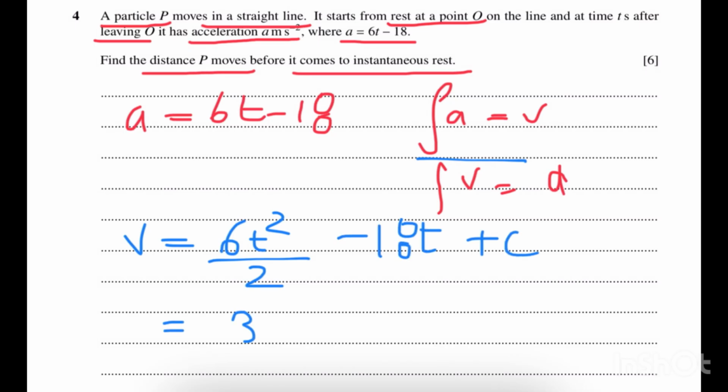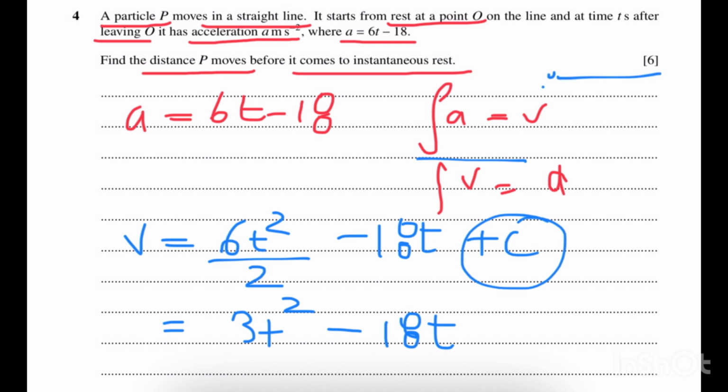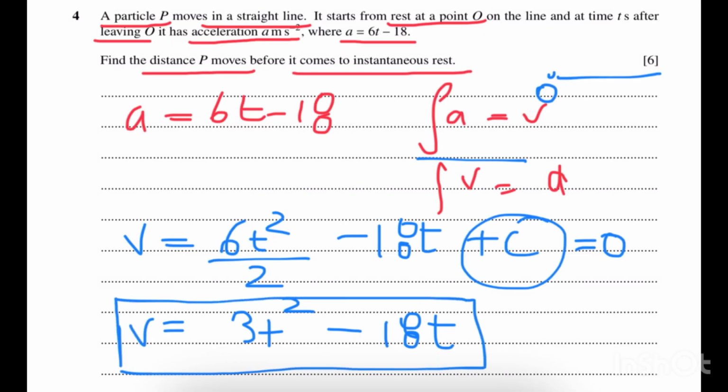So this is equal to 3t squared minus 18t, and this c will be equal to 0 since this is the y-intercept, and since the reference point is this point O where it starts from, we can say that when t is equal to 0, both the velocity and displacement should also be equal to 0. If we substitute t equal to 0, we will find that velocity is also equal to 0. So this arbitrary constant will also be equal to 0. So this is the equation for velocity.